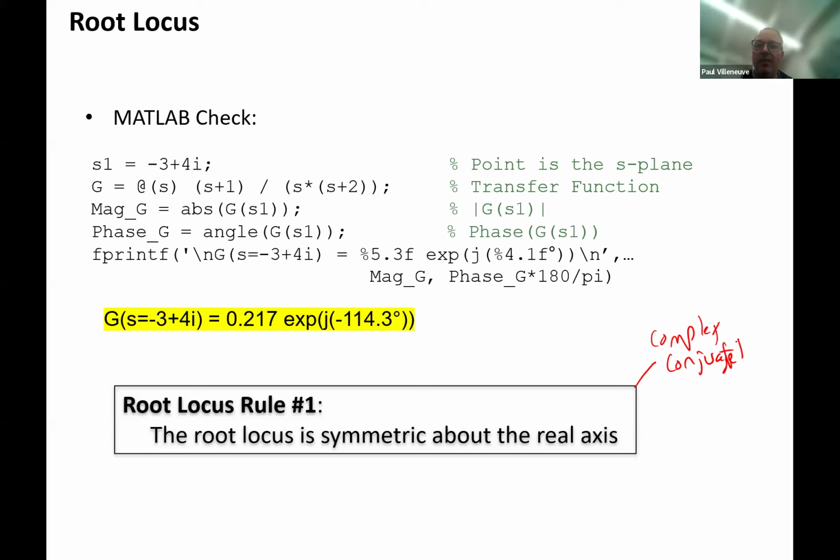Oh, it's got the D in here. Sorry about that. So you can't have a plus angle or a plus j without a minus j.